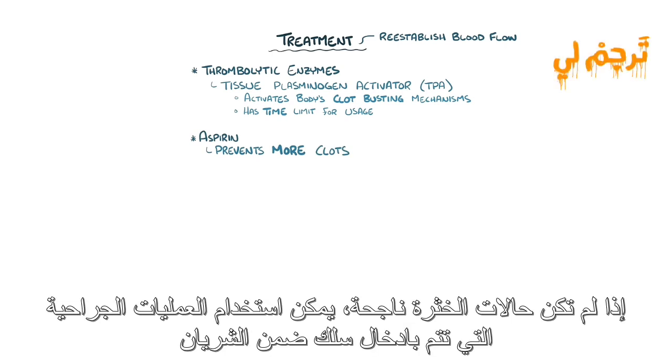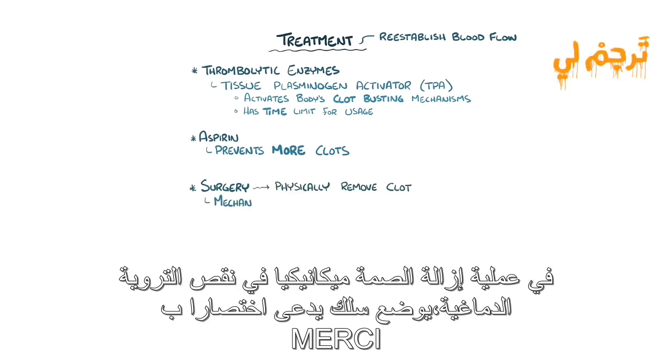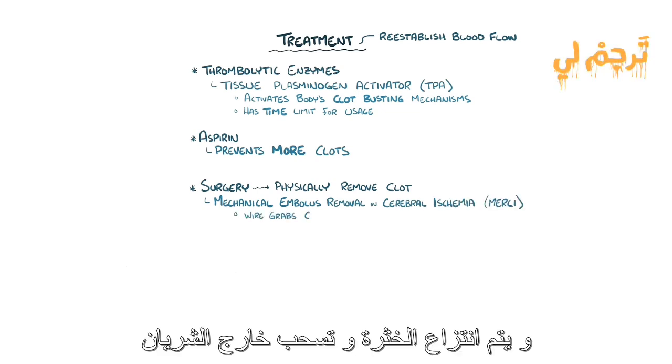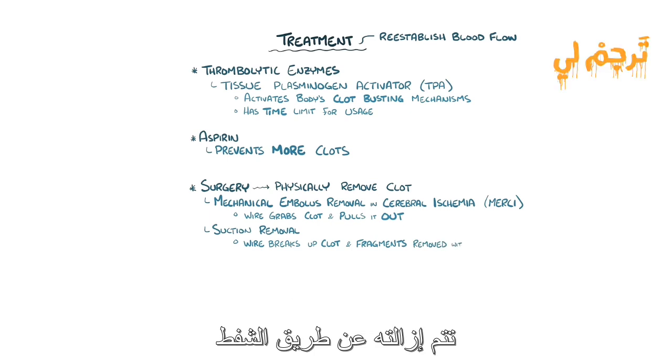If TPA is unsuccessful, surgical procedures can be used that push a wire through the artery and physically remove the clot. In mechanical embolus removal in cerebral ischemia, called MERCI for short, the wire grabs onto the clot and draws it out of the artery. In suction removal, the wire is used to physically break down the clot and the clot fragments are removed with suction.